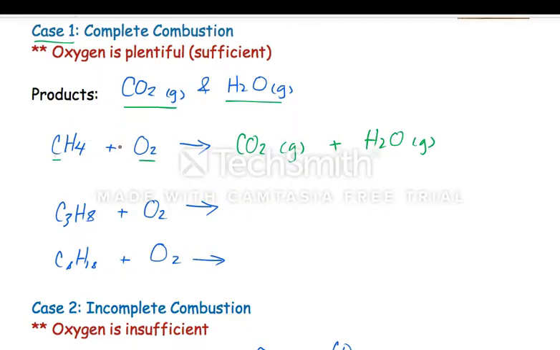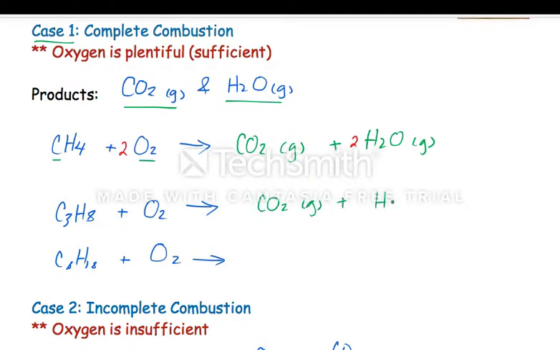One carbon on this side, one carbon on this side. Great. Here we have 4 hydrogens on this side, and here we have 2 hydrogens. So let's put a 2 here to balance the hydrogens. I'm saying oxygens, I mean hydrogens. 4 here, 4 here. Now let's count the oxygens. We have 1, 2, 3, 4 on this side, and here we have 2, so we're going to put a 2 here.